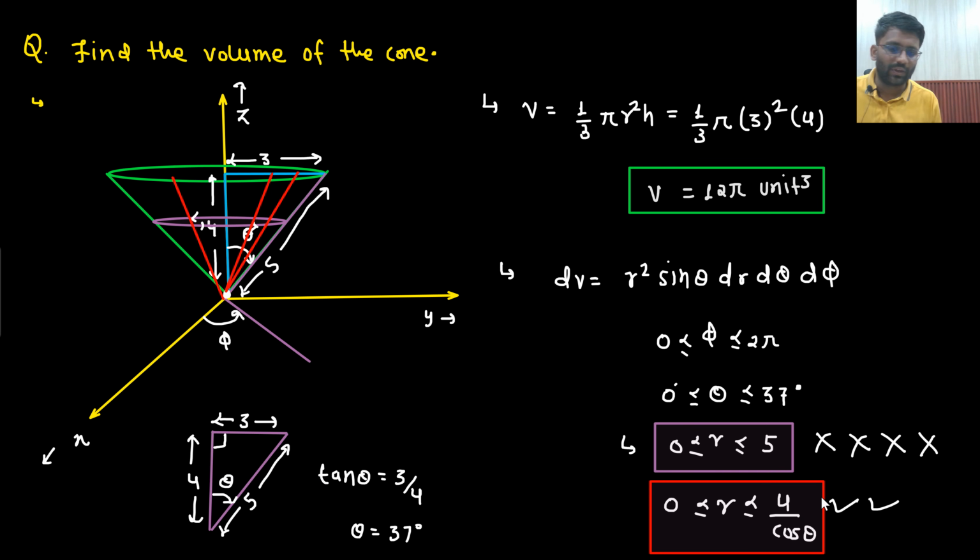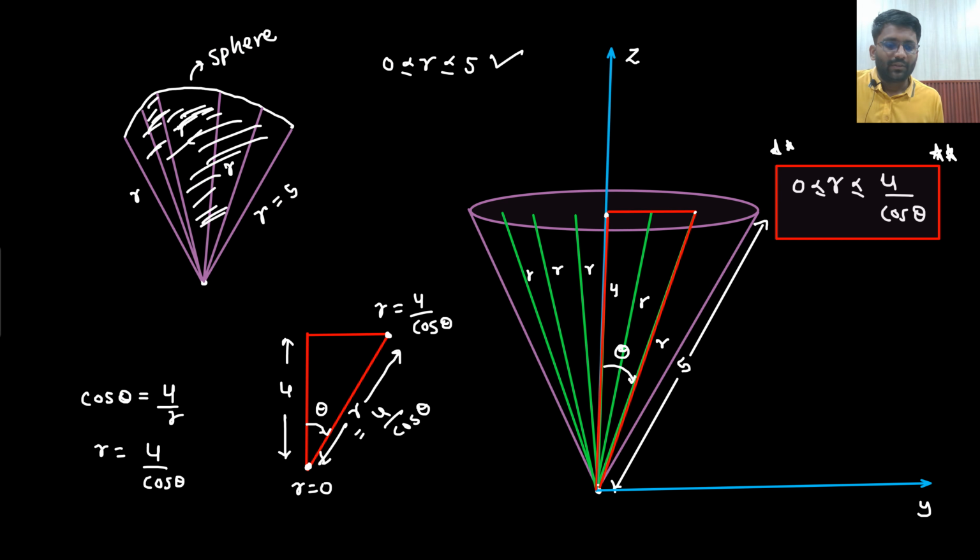So the value of r is going from 0 to 4 by cos theta. So let's find out the volume now. So what will be the volume? r square sin theta dr d theta d phi. I hope you are able to understand how I am writing down this particular thing.